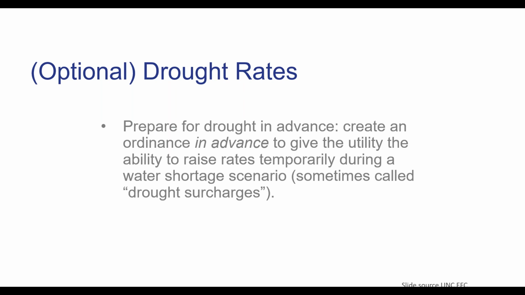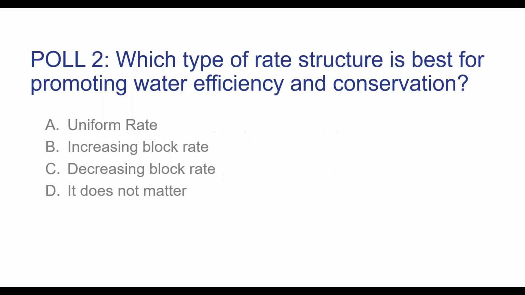Something to consider, depending on what part of the country or the weather and climate conditions of the local utility, is a drought rate. And the important thing about drought rates is that they have to be decided on in advance. It gives the utility the ability to temporarily, under drought conditions, raise the rates to help the utility overcome the revenue gap that would ensue from customers using less water. But you cannot put in a drought rate while the drought is happening. Then it's too late. You have to get the ordinance and everything accepted beforehand.